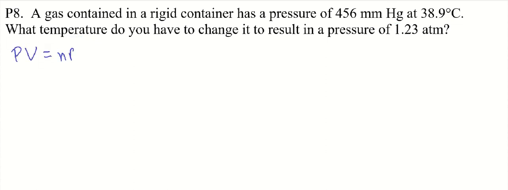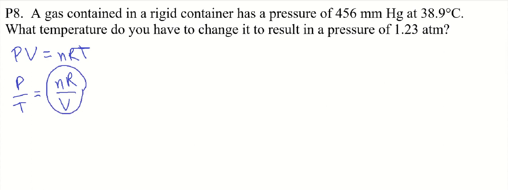PV equals nRT. Let's move all the constants to one side and the variables to the other. Right now the pressure and temperature are the only things changing, so we'll bring the temperature over there, and the volume is constant. It's a rigid container, so volume is not changing. I'll move the volume over to the right side with the other constants. So P over T, just dividing through by T and dividing through by V, is equal to nR over V. This side is all constant, so it's not changing. Whatever we do, the pressure and temperature ratio is going to remain equal to that constant.